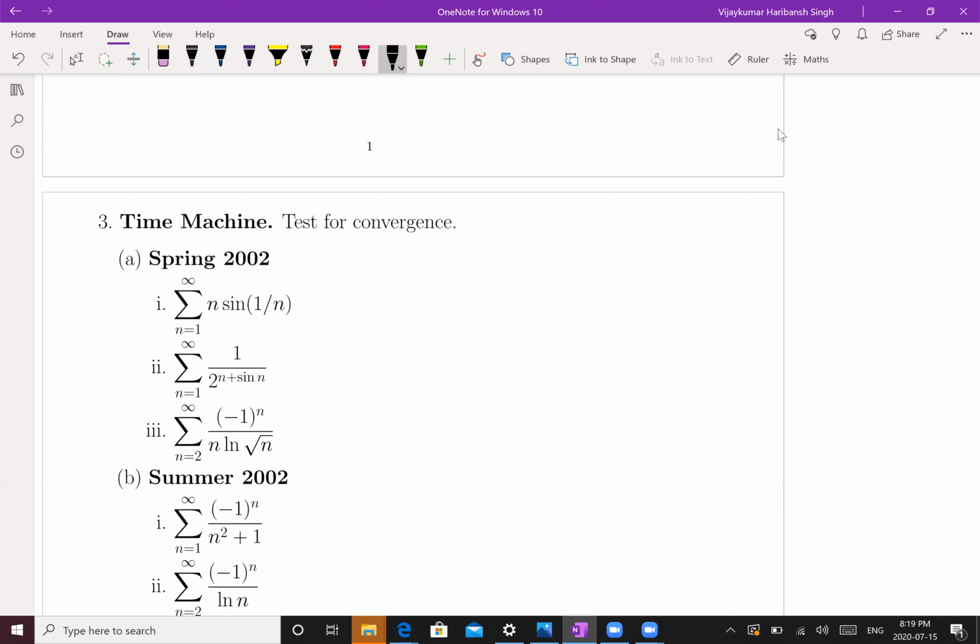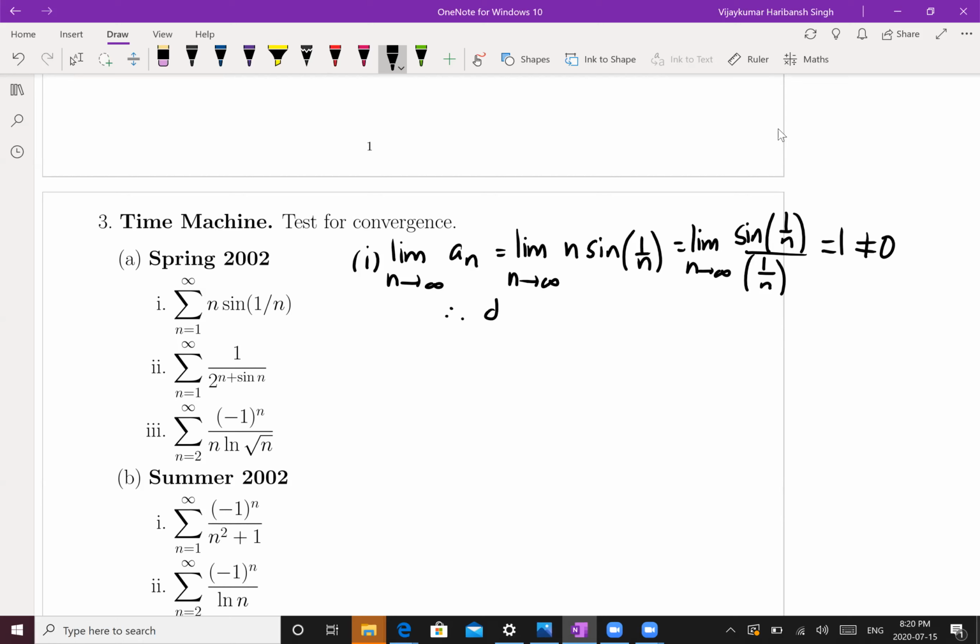So for problem one, we have the limit as n goes to infinity of an, which is the limit as n goes to infinity of n sine 1 by n. That is the same as the limit as n goes to infinity of sine 1 over n divided by 1 over n. Now note that as n goes to infinity, 1 over n goes to 0, and this limit is known to be 1, which is not 0. Therefore, the series diverges by the divergence test.